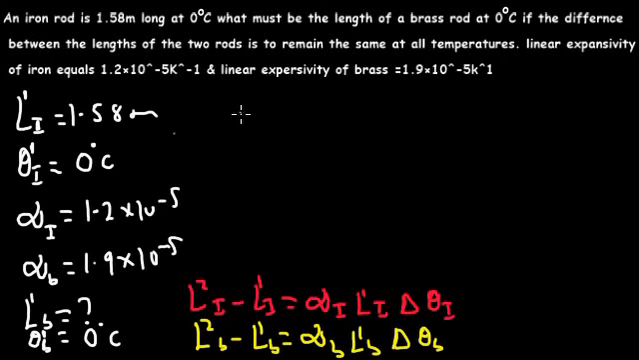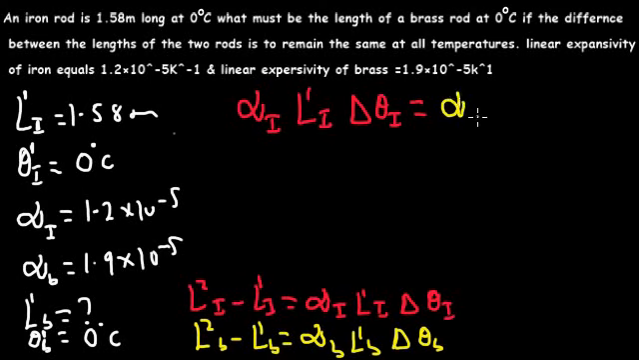Perfect. Now, therefore, alpha I multiplied by L1 I multiplied by change in temperature I will now be equal to alpha B, that is the linear expansivity of brass, L1 of brass, then change in temperature of brass.